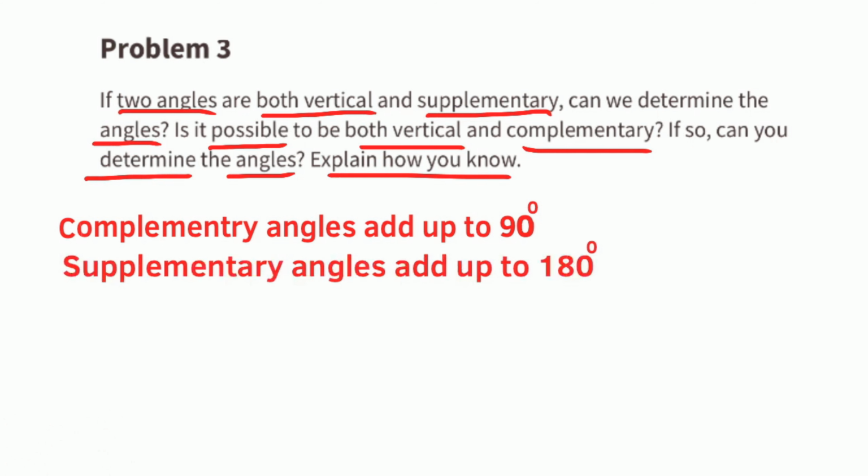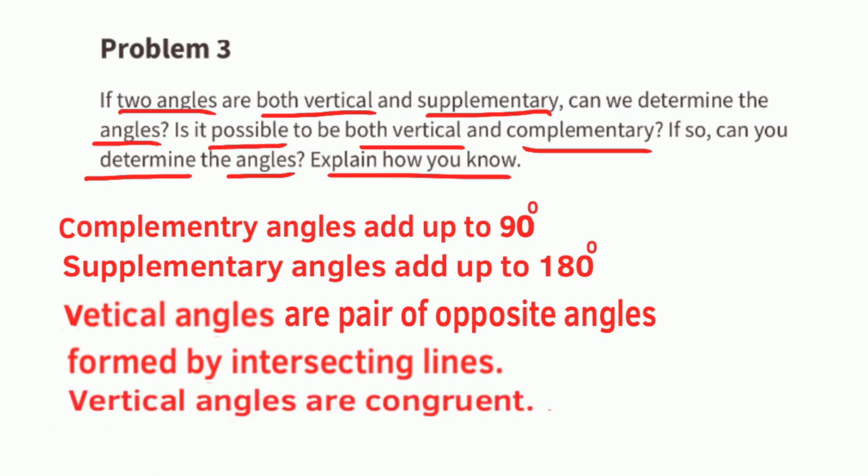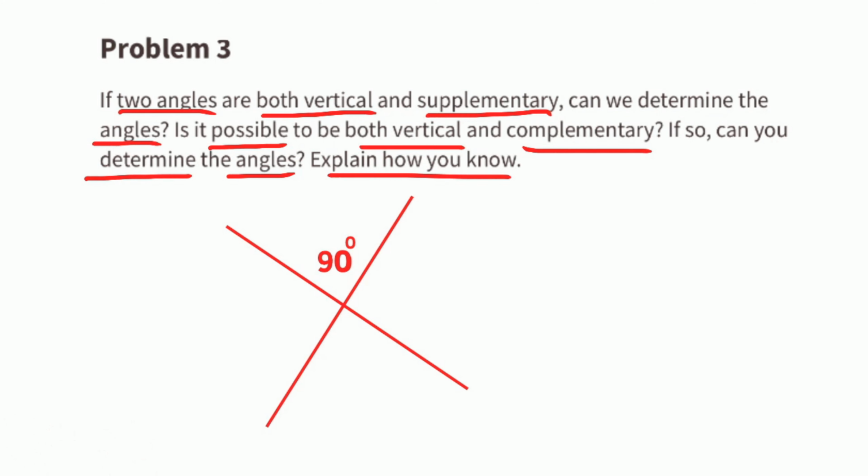Supplementary angles add up to 180 degrees. Vertical angles are a pair of opposite angles formed by intersecting lines. Vertical angles are congruent. Here are a pair of intersecting lines forming vertical angles and supplementary angles.